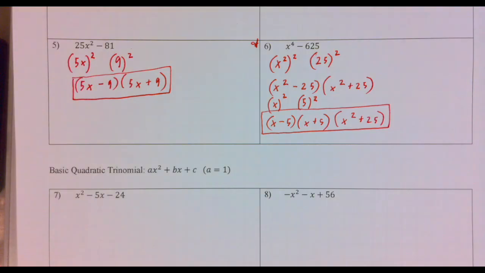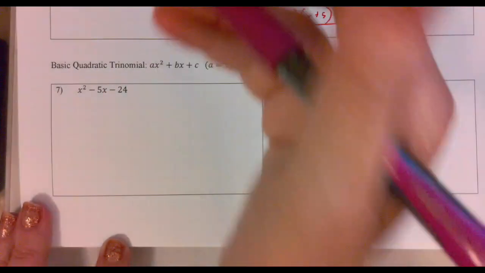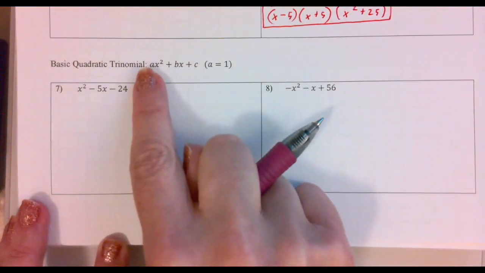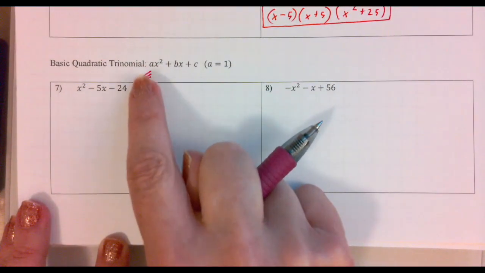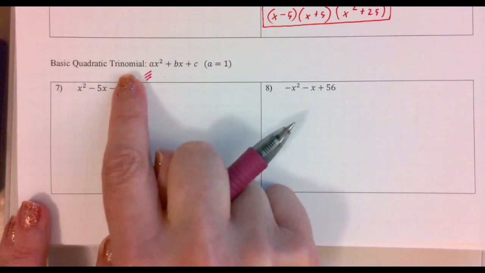Okay, lastly, looking at basic quadratic trinomials. So basic, because we're saying that the a value, the leading coefficient in front of the x squared, the quadratic term, is just 1. And there are 3 terms, trinomial.